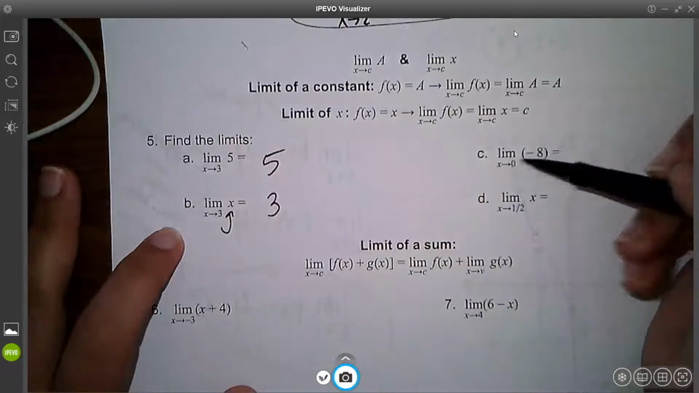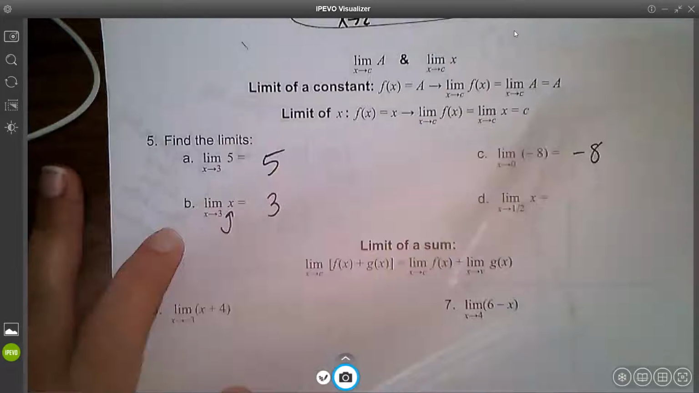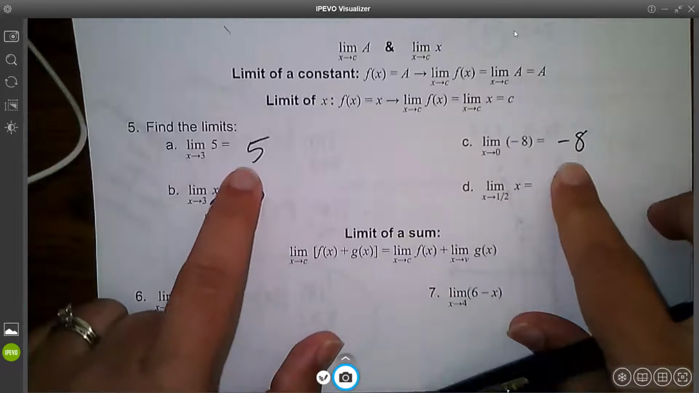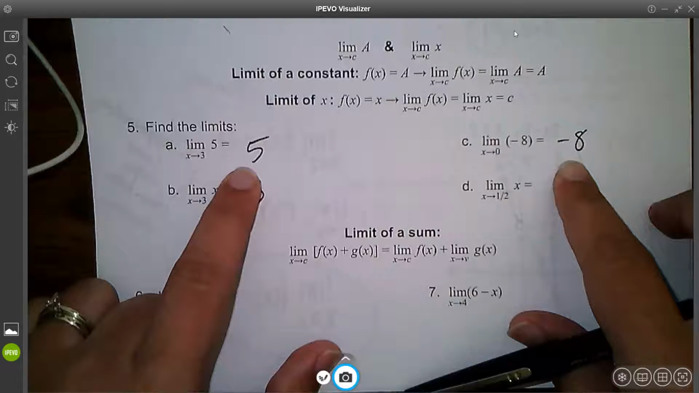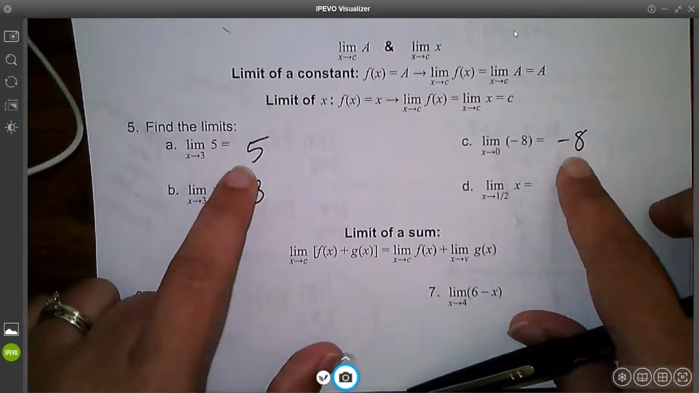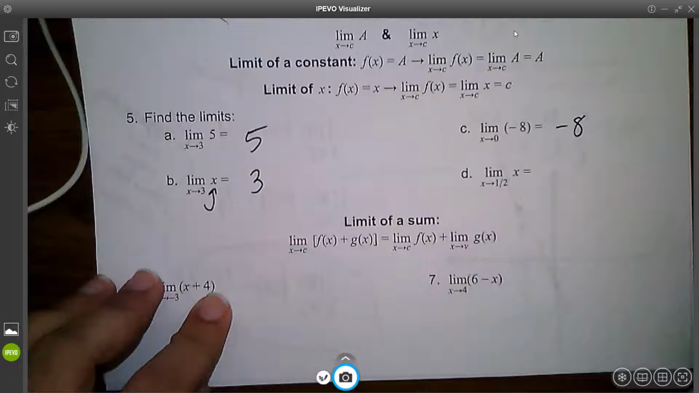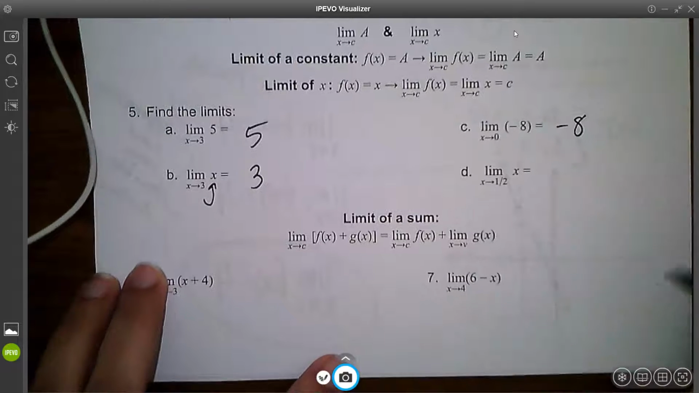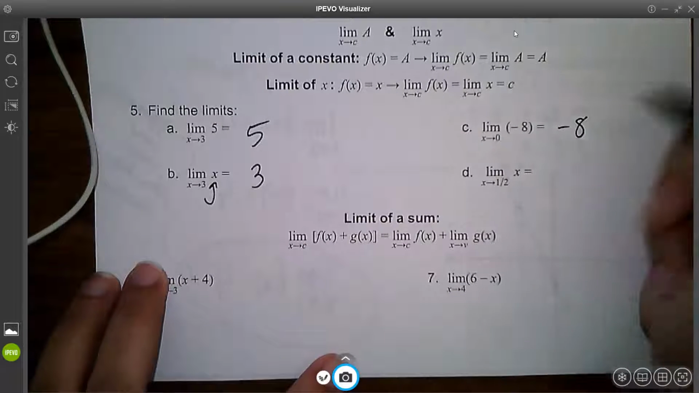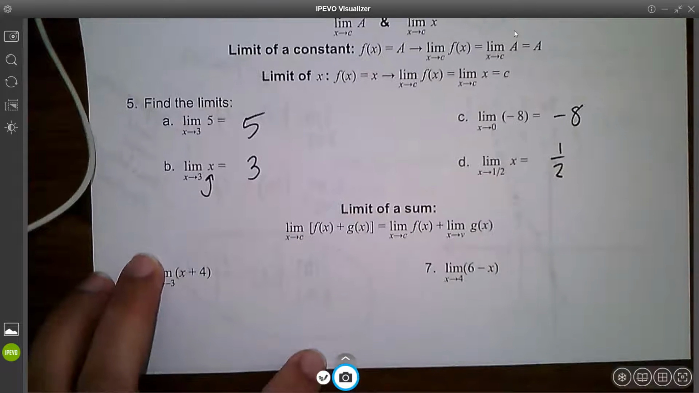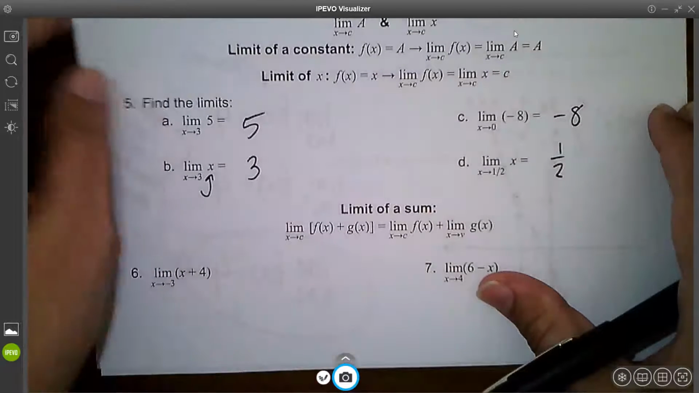C is like A, there's no variable, so our limit is just the function. The domain of this function, if you were to graph it, is all real numbers. You can plug anything in, it doesn't change it. No matter where you are on the graph in terms of x, your y is always that number. Here, the limit as x goes to 1/2 of x, just plug in that 1/2 for x, and that's your answer. Questions on those?